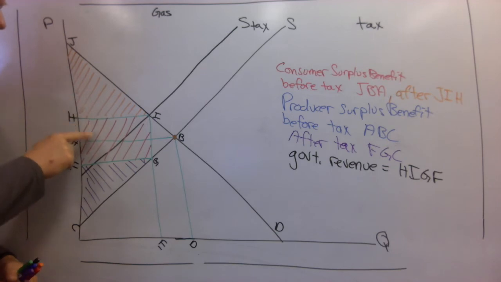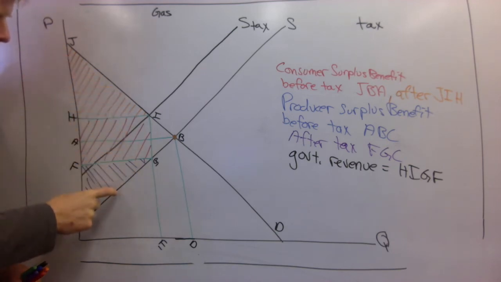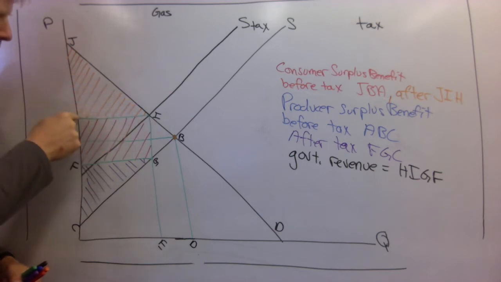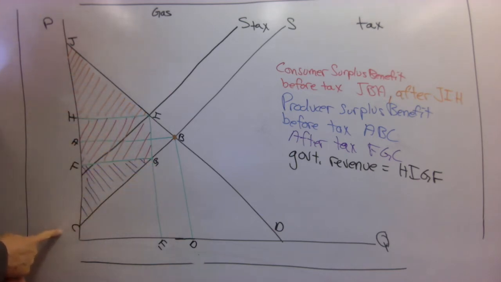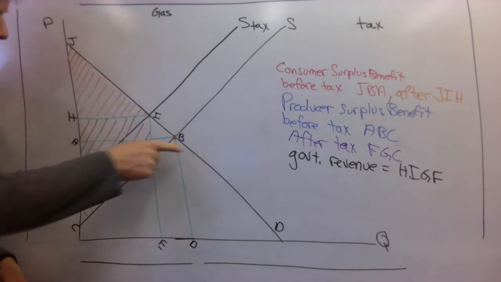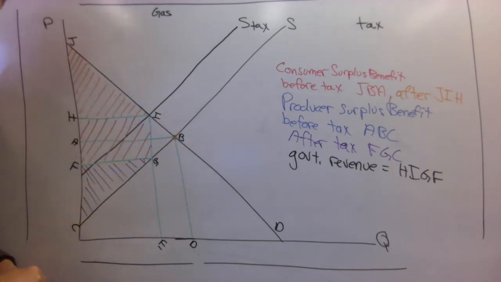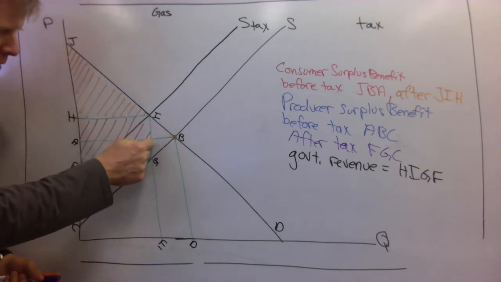It has done so at the cost of reducing consumer surplus and producer surplus. JIH is now consumer surplus and FGC is producer surplus instead of JBA and ABC. That's the trade-off that we have to live with when we make economic decisions. There's always a trade-off. Now you might be wondering, what happens to these triangles?